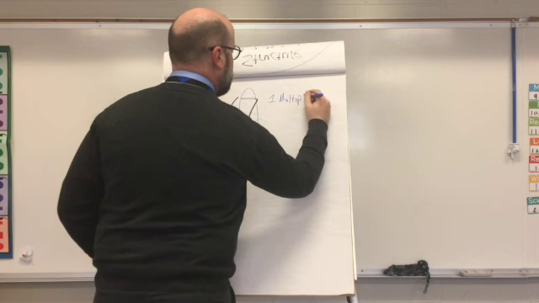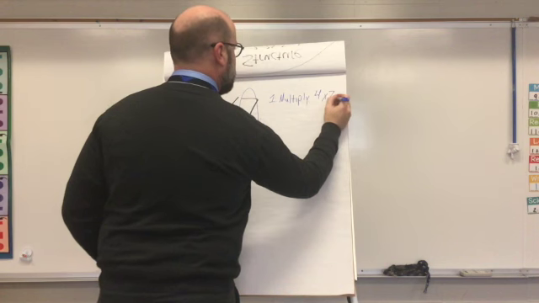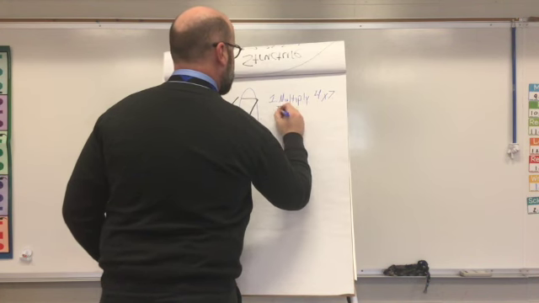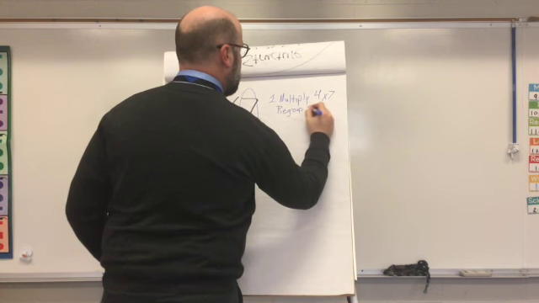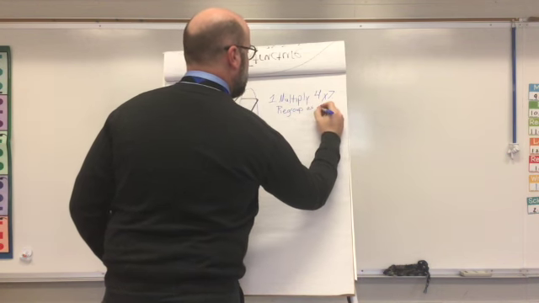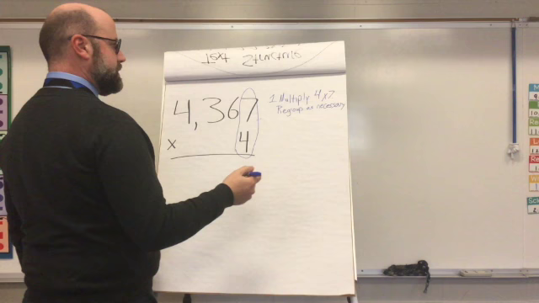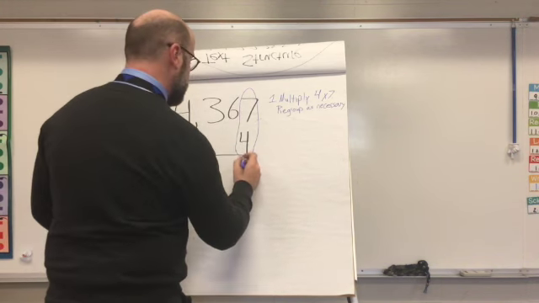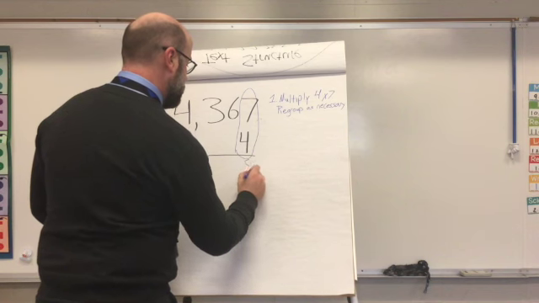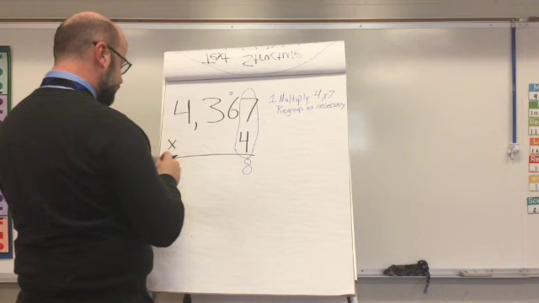Multiply 4 times 7. Regroup as necessary. And by regroup as necessary, I mean, what's 7 times 4? 28. You write the 8 down here. Regroup, carry the 2.